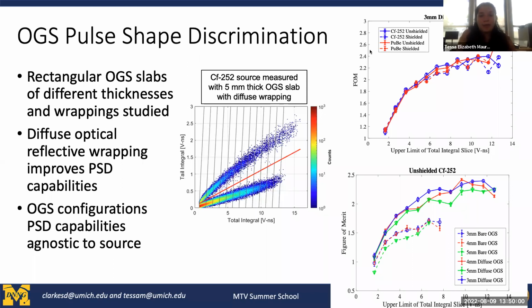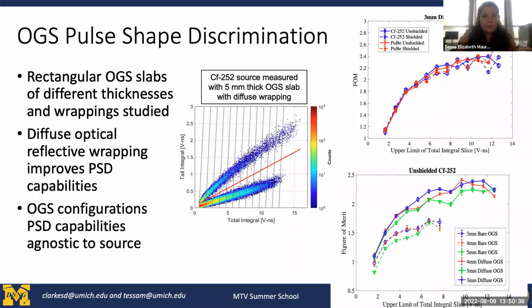On the top plot here, this is just a sanity check. This was all the different sources we used with a 3 millimeter diffuse wrapped case. So the same exact configuration, different sources. What we want to see is for it to be nearly identical, which means the PSD capabilities should not depend on the actual source we use. And you can see that that's pretty much true. We used a californium-252 source and a PuBe source, and it's very hard to distinguish between the data series based off of the figure of merit.